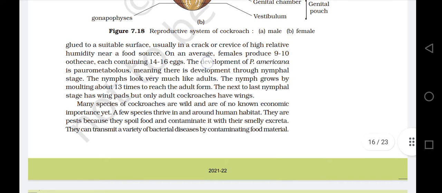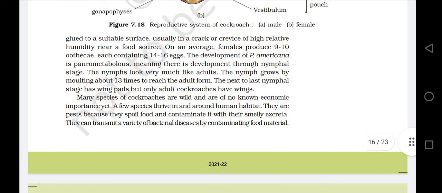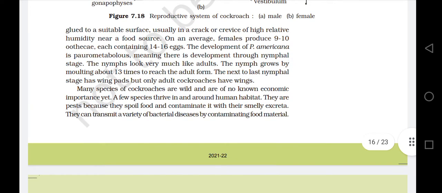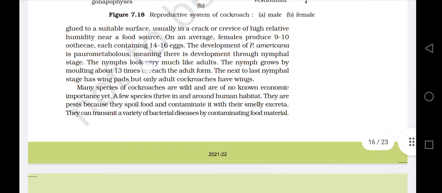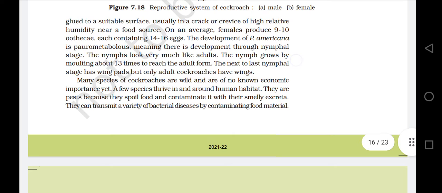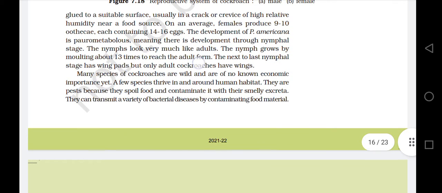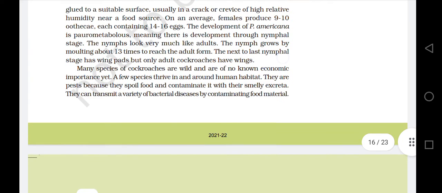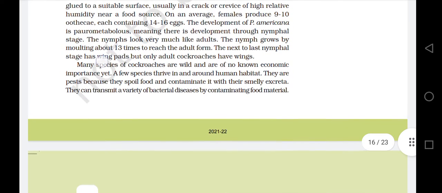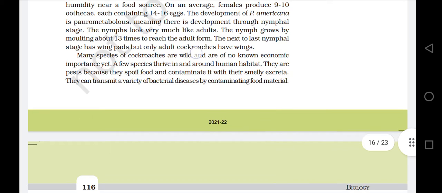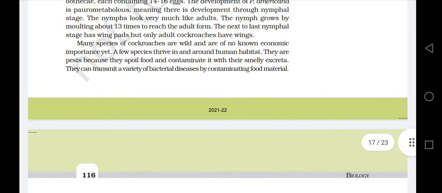The development of Periplaneta americana is paurometabolous. Paurometabolous means there is development through a nymphal stage. The nymphs look very much like adults. The nymph grows by molting about 13 times to reach the adult form. The next to last nymphal stage has wing pads, but only the adult cockroach has wings.